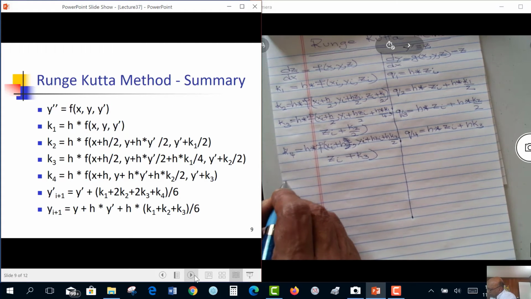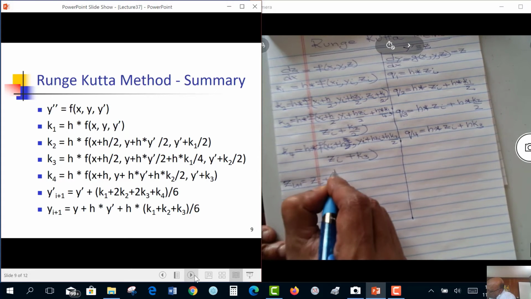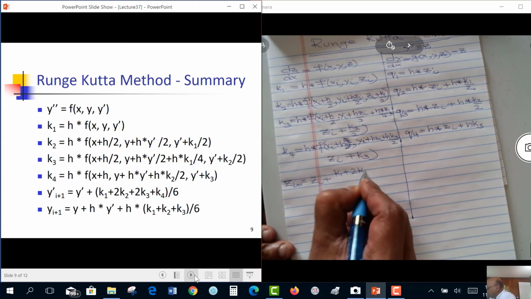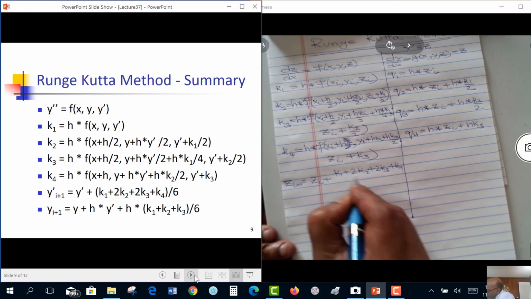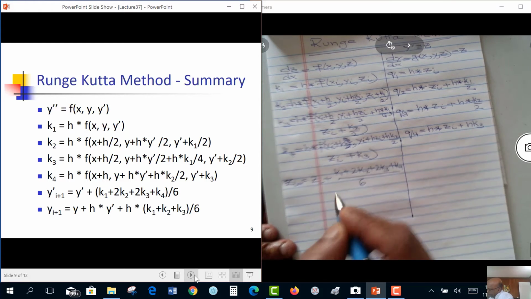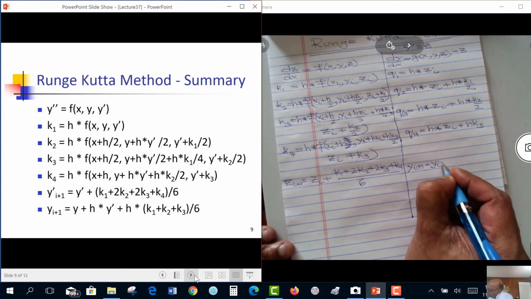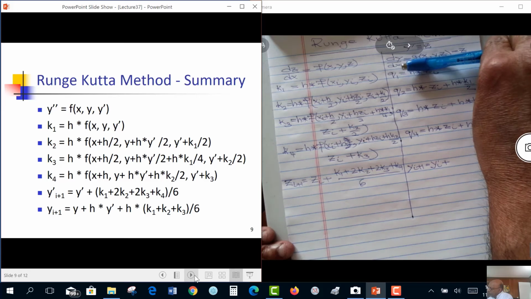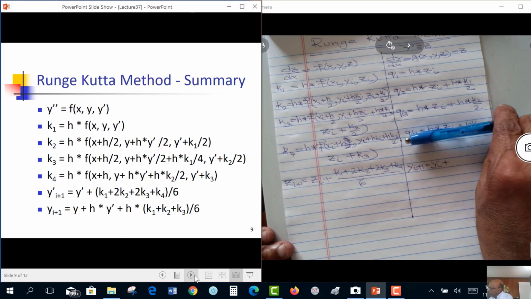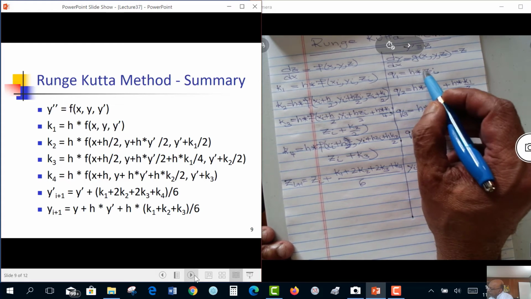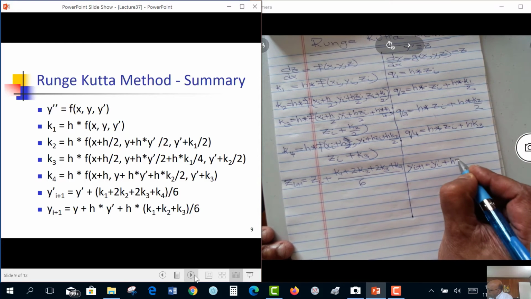So let's calculate. Zi plus 1 would be zi plus k1 plus 2k2 plus 2k3 plus k4 over 6. Let's look at yi plus 1. Yi plus, now remember we'll have 1q1, 2q2, 2q3, 1q4. So you can see we'll have a total of 6 hzi's. So we divide by 6, we'll just get hzi.